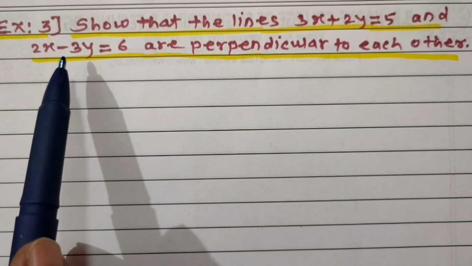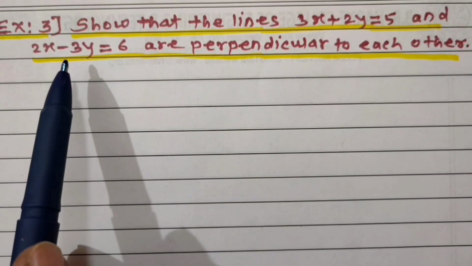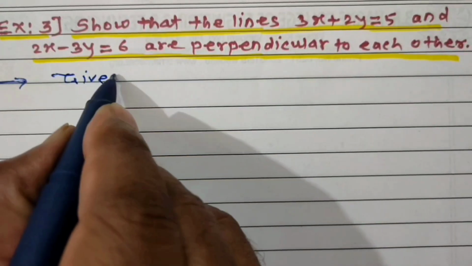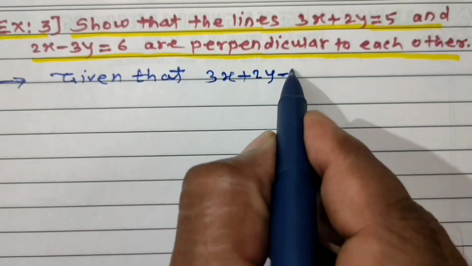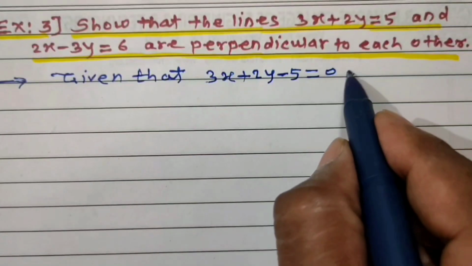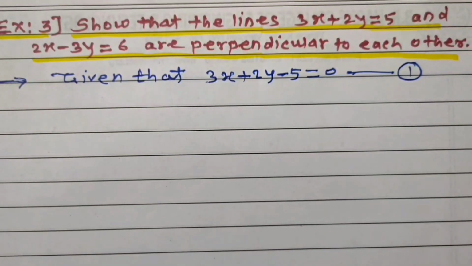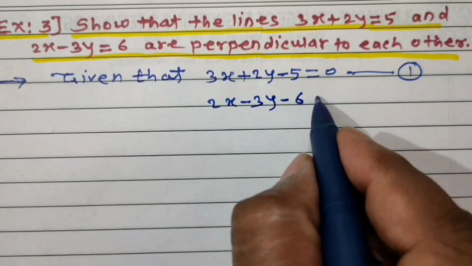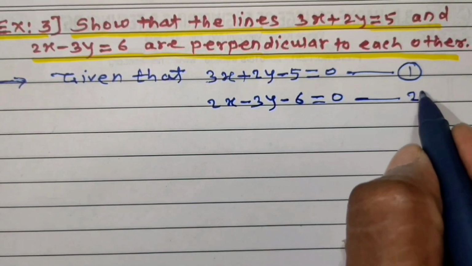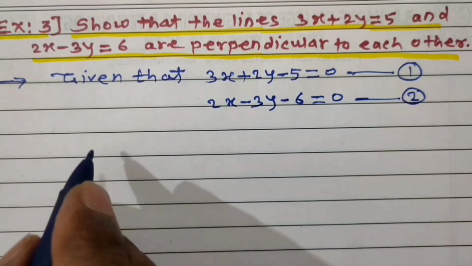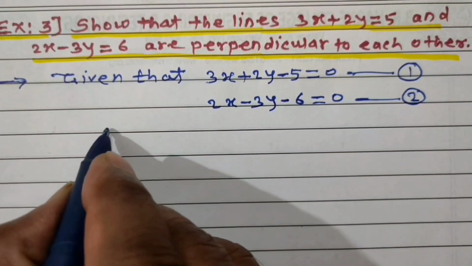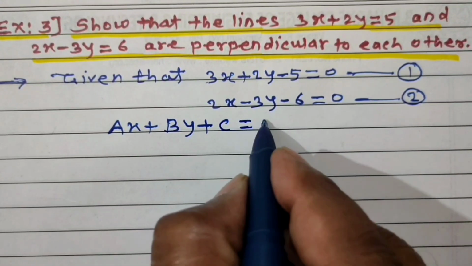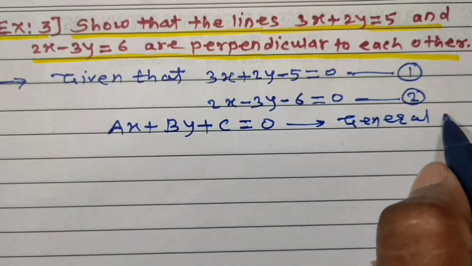What is the condition of perpendicular lines? The product of slopes of straight lines is equal to -1. Okay. So line 1, given that 3x + 2y - 5 = 0. Consider this as straight line 1, and the second line, that is 2x - 3y - 6 = 0, is straight line 2. Comparing both the lines with the general line. The general line is given by ax + by + c = 0.